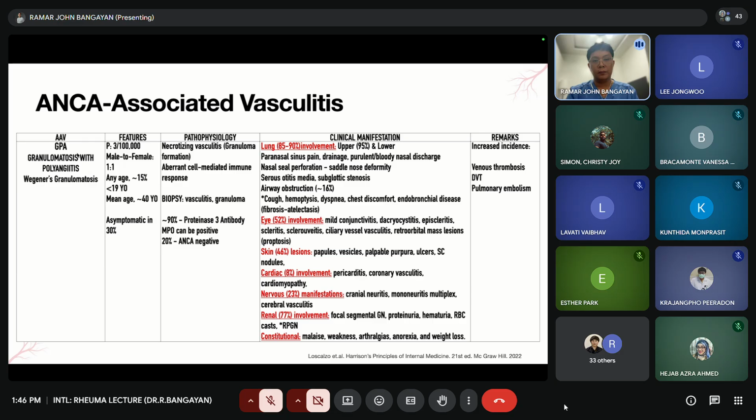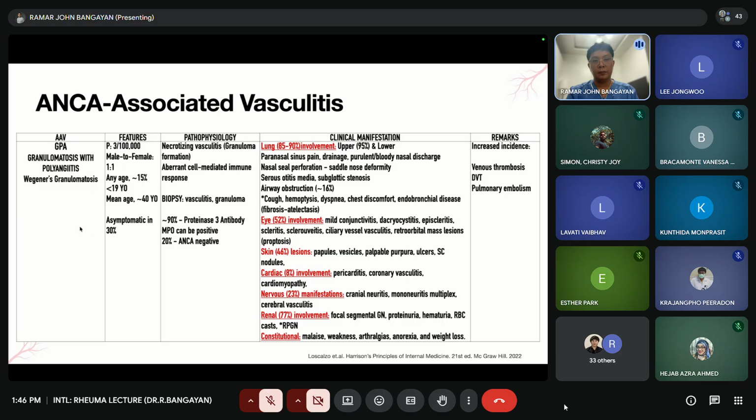classification of your ANCA-associated vasculitis involving your small vessels, is relatively common. It affects at least 3 in 100,000 individuals. The male to female ratio is 1 to 1, so it's equivocal. It can occur at any age, and the mean onset would be approximately 40 years of age. If it involves your younger individuals, your pediatrics, that's 15% of the time. But they can be asymptomatic in 30%.